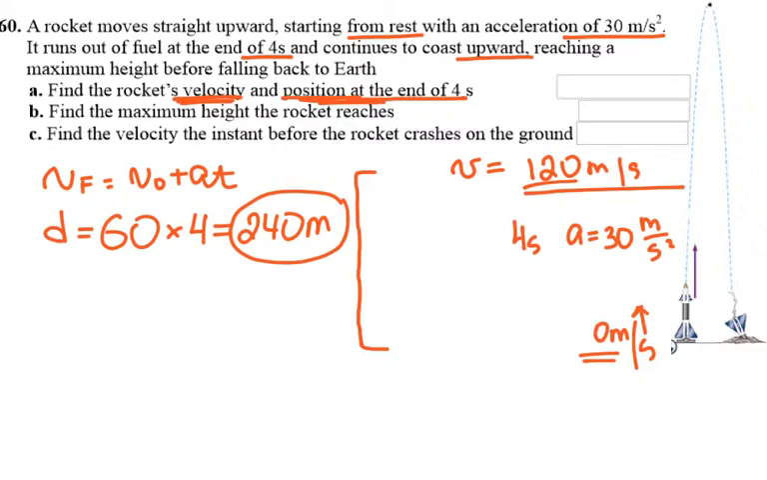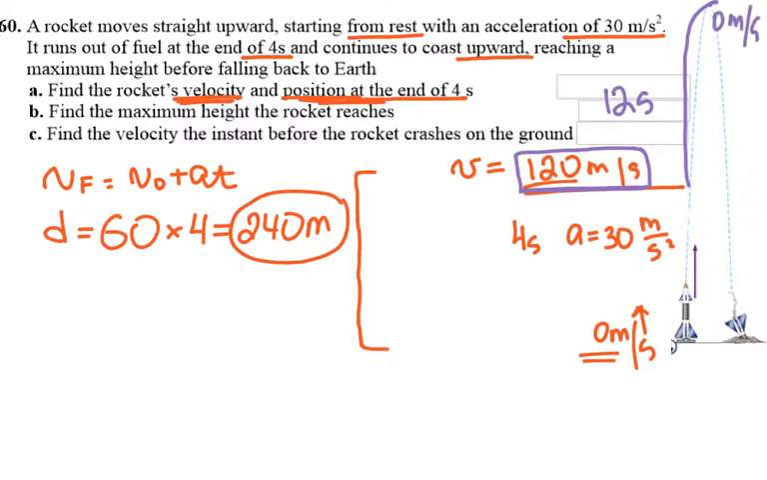What is the maximum height the rocket reaches? I know the velocity of the rocket right now is 120 meters per second and it has no more acceleration, but a deceleration of 10 meters per second each second. So it's going to stop in 12 seconds, because each second it loses 10, 10, 10, 10, 10. So in 12 seconds, it's going to have 0 meters per second.